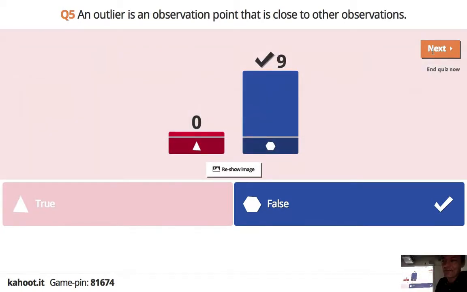Ah, very good. Yeah, maybe the name says everything, I don't know. Outlier.